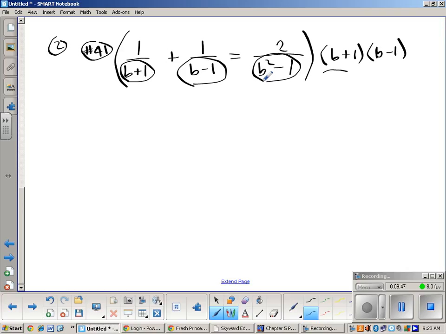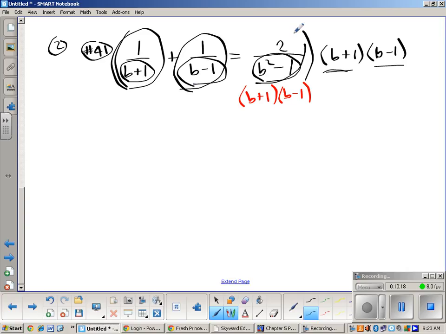B squared minus 1. Well, I don't have a b squared minus 1, but b squared minus 1 needs to be factored, right? How does that factor? Plus 1, minus 1. b plus 1 and b minus 1. So I need b plus 1 and b minus 1, which I already have, don't I? So I don't need them again. It would work, but it would make it messier. Okay? So then I'm going to multiply every term by this denominator, this common multiple.